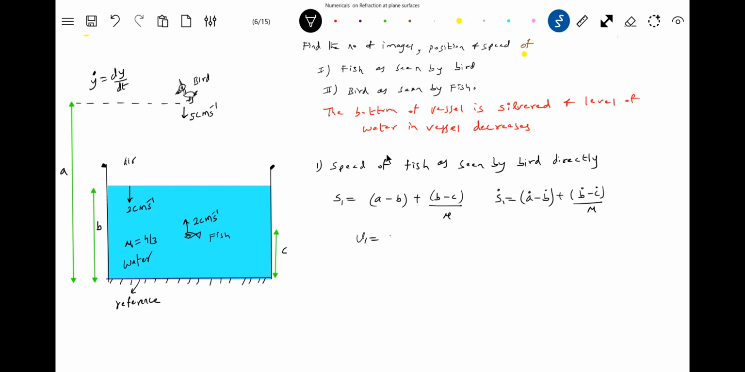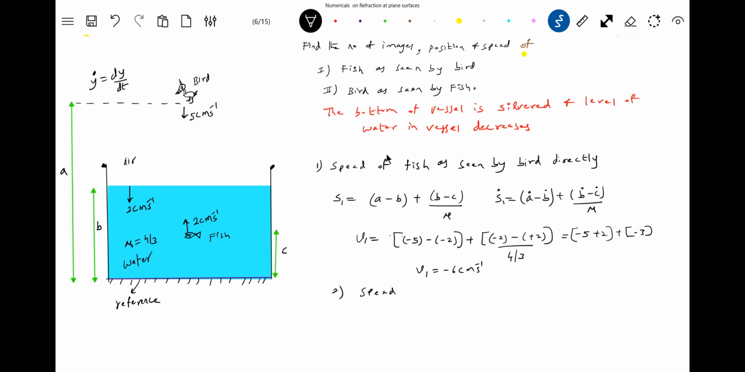So V1 equal to dA by dt minus 5 dB by dt minus 2 dB by dt minus 2 dC by dt. Solving this, minus 5 plus 2, minus 2, minus 2, this will get cancelled. So we will end up with only minus 3. Minus 5 plus 2 will be minus 3, minus 3, minus 6. So minus 6 centimeter per second.